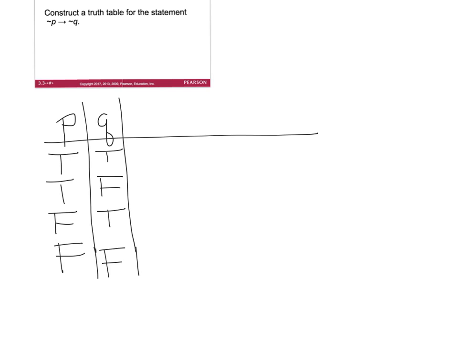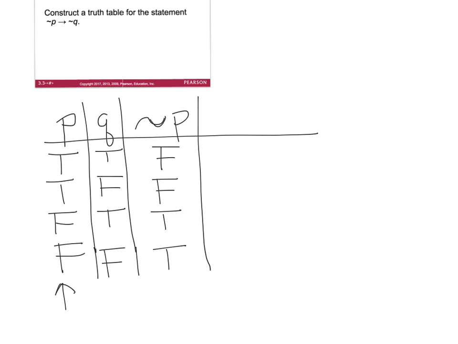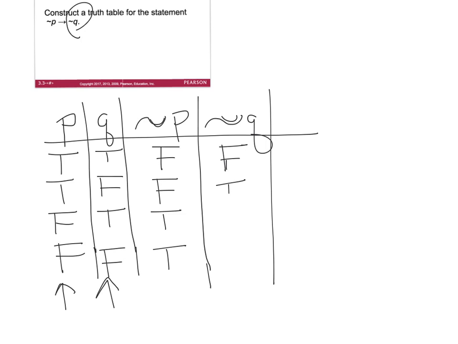Then you need to find your antecedent, which is the left side, the not P. The not P is just going to be the opposite of the P column: false, false, true, true. Then you need to find your consequent, which is the right-hand side, the not Q. The not Q is just the opposite of the Q column: false, true, false, true. Then you're able to do the conditional.